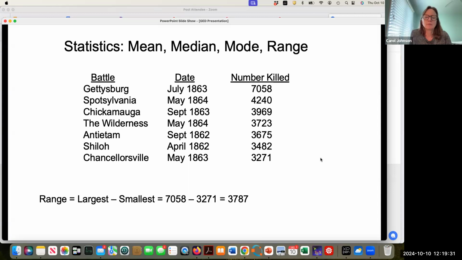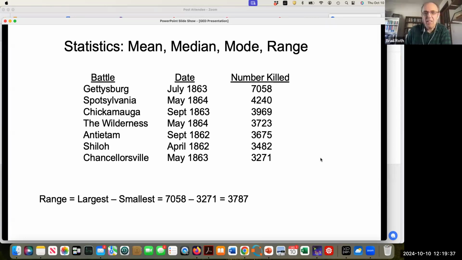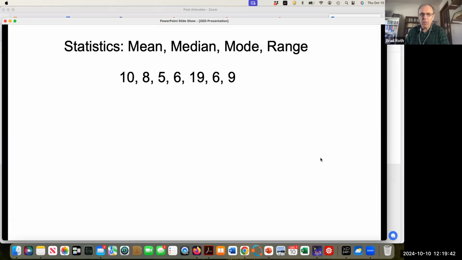Okay. It's a little hard to show what the mode is with this data because there's no data that's given twice. So I'm going to show you the mode with another example. Suppose you had a set of data, given by 7 data points: 10, 8, 5, 6, 19, 6, 9. It doesn't mean much without a context, but let's go ahead and calculate all 4 quantities. First of all, I always put the data in order. You don't really need to put the data in order from lowest to highest to calculate the mean, but for the other 3, it makes life easier.